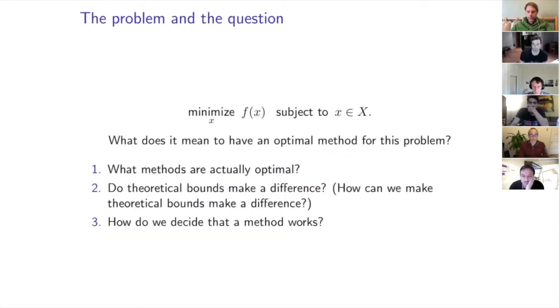I'm going to try to address this in three-ish parts, but some sub-questions that pop up are, what methods actually are optimal? How do you decide that a method is optimal? If we prove theoretical bounds, do these actually make a difference? Just because we've proved that a method is optimal, does that actually matter for anything? And a side question of that is, can we make theoretical bounds that actually make a difference? And then once we've got these, both empirically and in theory, how do we decide that a method works? So there's going to be both theoretical and some empirical components to this talk.